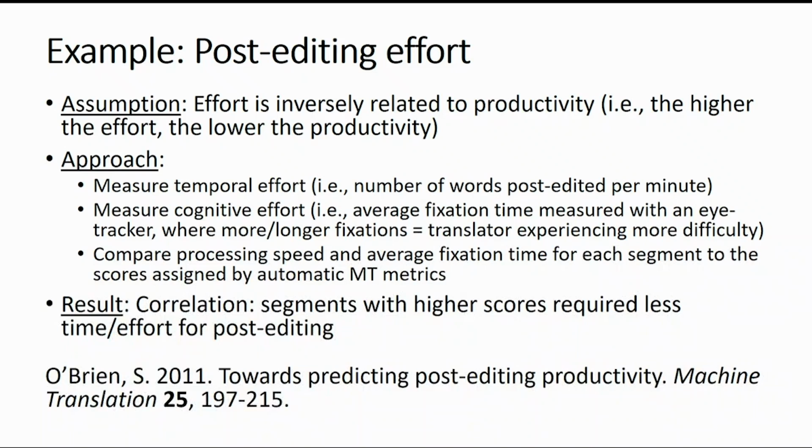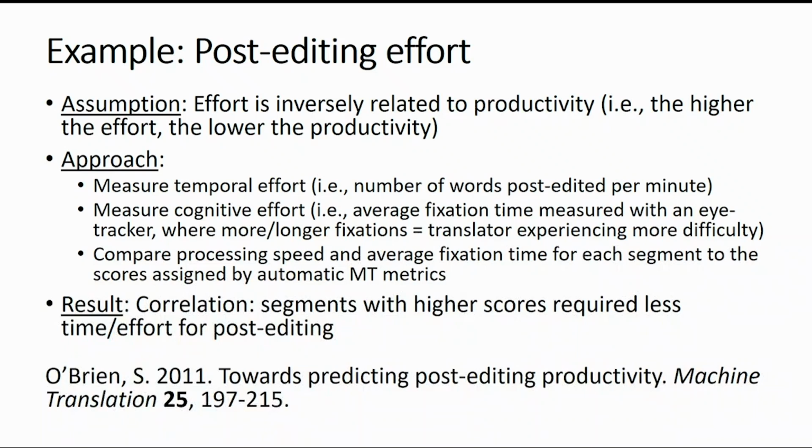This is one example. Here, the researchers start with the assumption that effort will be inversely related to productivity. So the more effort required, the lower the productivity, the less text or volume of text you'll be able to translate. So their approach was to measure temporal effort, how many words you could post-edit per minute, and also to measure cognitive effort. So they were using an eye tracker, where they interpreted a longer fixation to be the translator needing to reflect more, to think harder, to work out a solution.